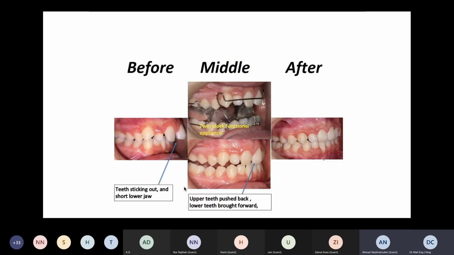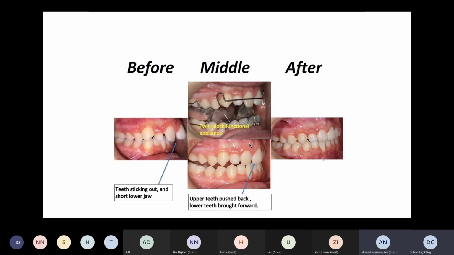So for example, let's say the top teeth stick out maybe about 6 to 8 millimeters, and there is a retrognathic lower jaw, then maybe we'll put the myofunctional appliance, which is a twin block in this case. Then we can pull the upper teeth backward, and the lower teeth forward. Look at the incisor angle. You see the upper incisor slightly retroclined compared to the starting situation. Then the lower incisor slightly proclined compared to the initial, slightly retroclined.